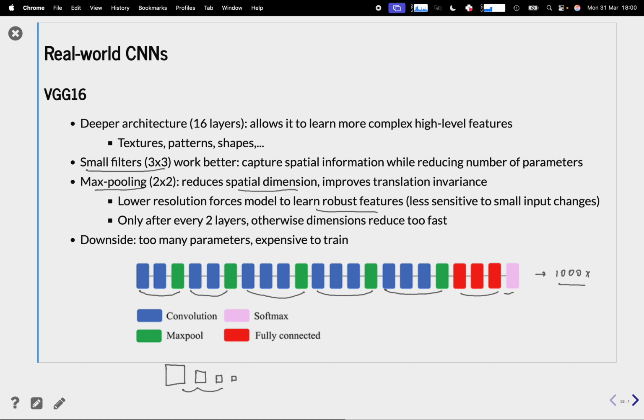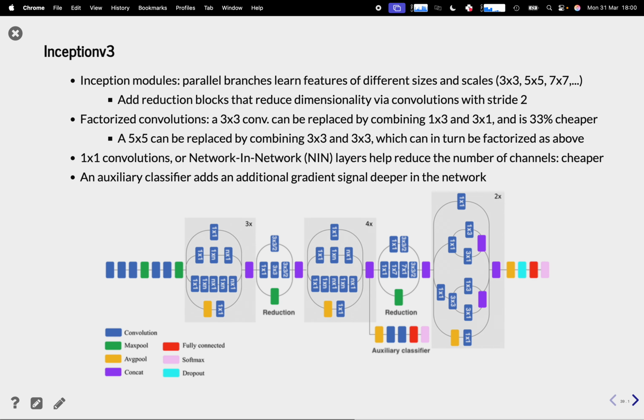A big downside, though, is that it only has these small filters. Now, if you have an image where you have, say, a large tree here and small flowers here, and you want to be able to capture both very small patterns and very large patterns, you can't just stick with small filters. So you want to have large and small filters combined. And this is solved by the next model called Inception.